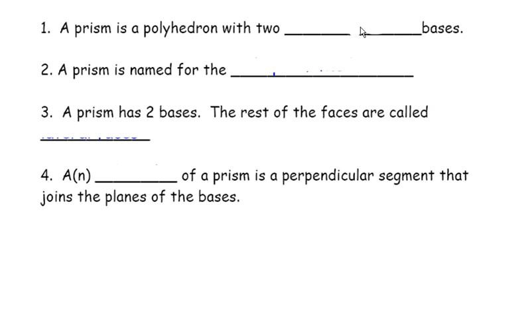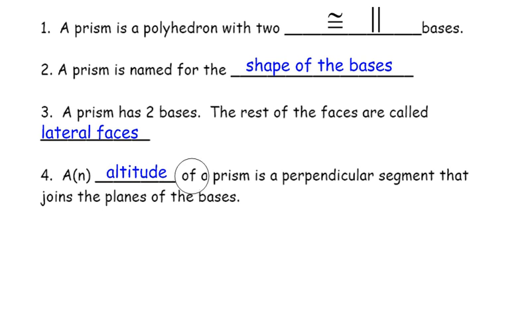All right, back to our buddies, the prisms. A prism is a polyhedron with 2 congruent parallel bases. And a prism is named for the shape of the base. So the prism has 2 bases. The rest of the faces are called lateral faces. And an altitude of the prism is a perpendicular segment that joins the planes of the bases. We also call this altitude a height. This is all information that you should have learned in middle school, which is why I've been using it already in the notes.